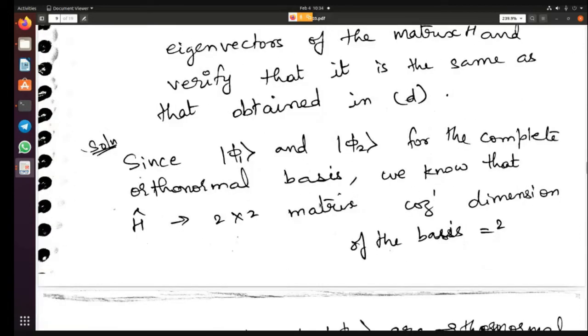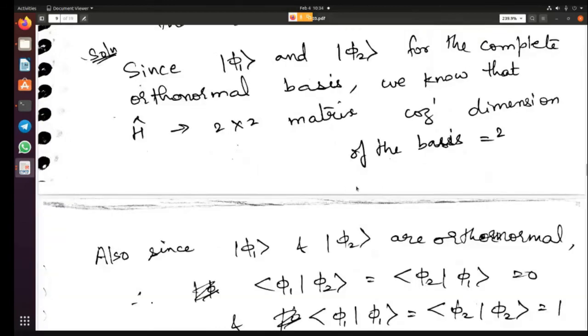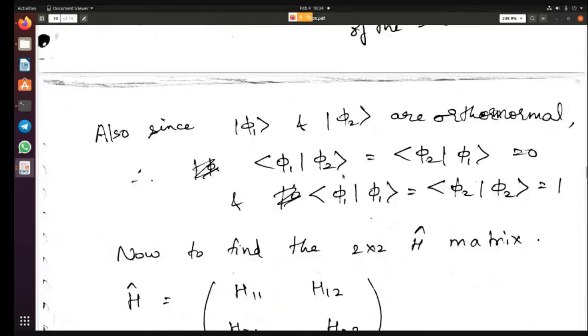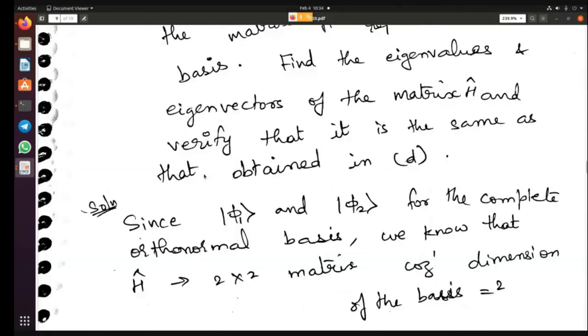Okay, so what do we mean by forming a complete orthonormal basis? It means that phi 1 is orthonormal, phi 2 is orthonormal, right? And this forms the complete basis, meaning there is no other vector for the operator H. There are only phi 1 and phi 2. So with phi 1 and phi 2, you should construct the full matrix for H, right?